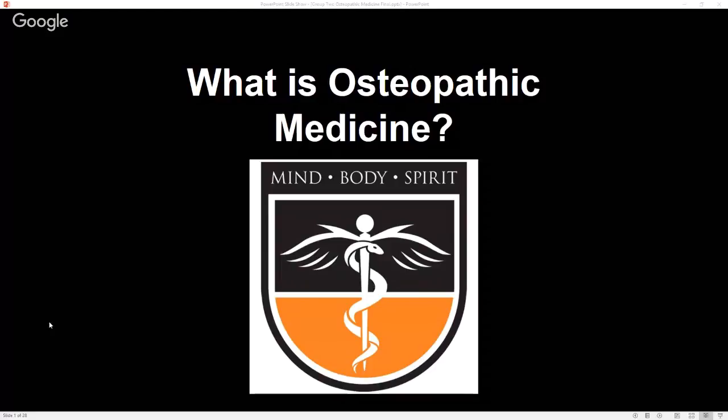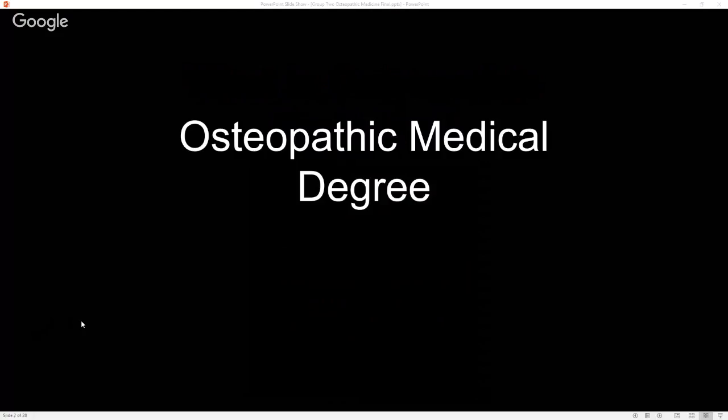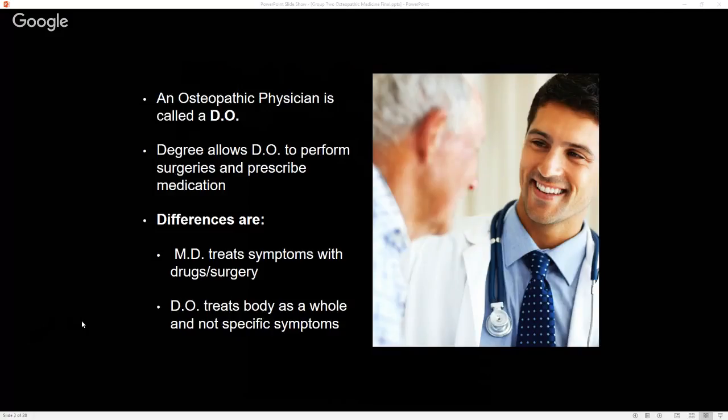What is osteopathic medicine? So let's go to the next slide. So osteopathic medical degree, if you want to hit that next slide, we'll get into it. An osteopathic physician is called a DO. The degree allows DOs to perform surgeries and prescribe medication. A lot of people like to compare and contrast DOs with MDs, and the difference is that MDs treat the symptoms with drugs and surgery, whereas DOs treat the body as a whole and not specific symptoms. That's the big thing with DOs: they look at the whole body and want to work with the whole body.